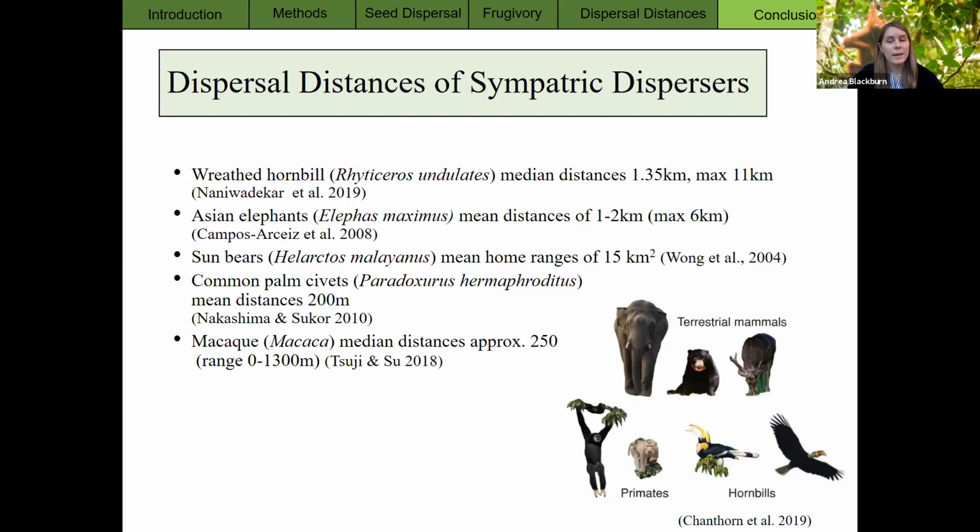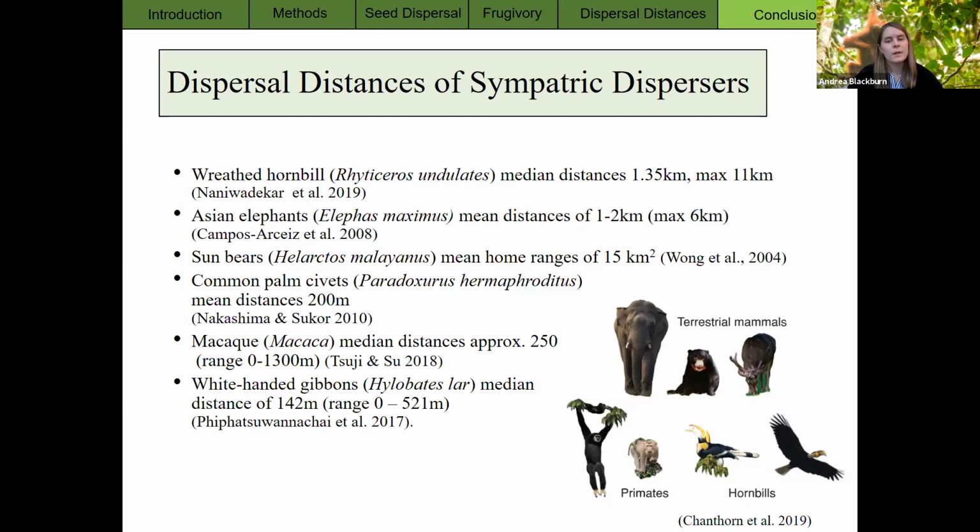In a meta-analysis, macaques disperse seeds via defecation approximately 250 meters, with maximum distances of up to 1,300 meters. The macaques also disperse seeds shorter distances via seed spitting. We know from earlier that gibbons are frequent seed dispersers. White-handed gibbons disperse seeds median distances of about 140 meters, maximum of about 500 meters. So orangutan average dispersal distances of about 450 meters are longer than those of palm civets, macaques, and gibbons, and are shorter than those of Asian elephants and wreathed hornbills, and possibly some bears.